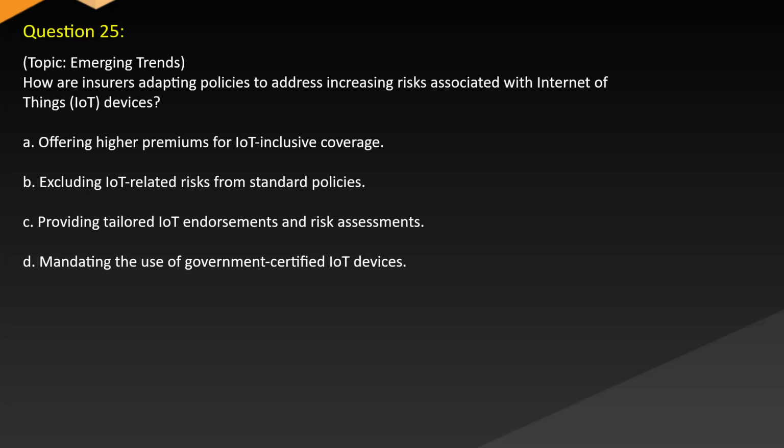How are insurers adapting policies to address increasing risks associated with Internet of Things, IoT, devices? A. Offering higher premiums for IoT-inclusive coverage. B. Excluding IoT-related risks from standard policies. C. Providing tailored IoT endorsements and risk assessments. D. Mandating the use of government-certified IoT devices.